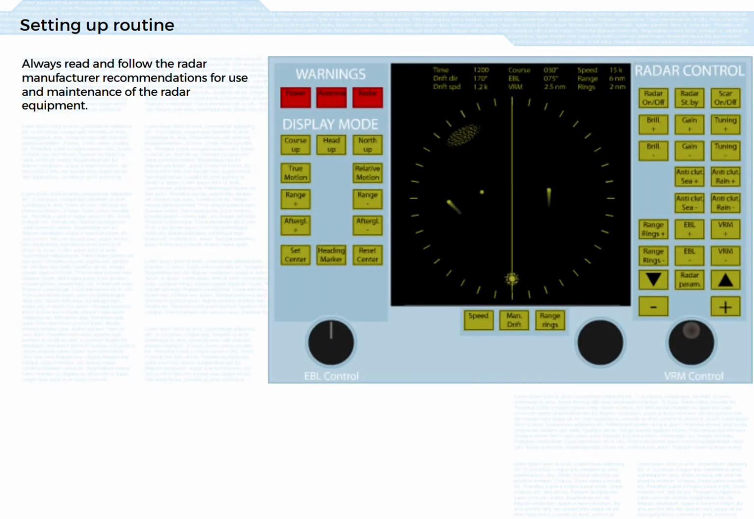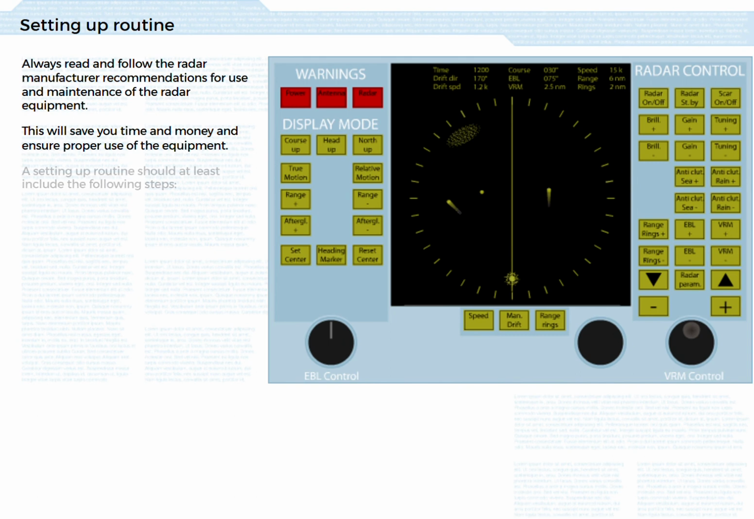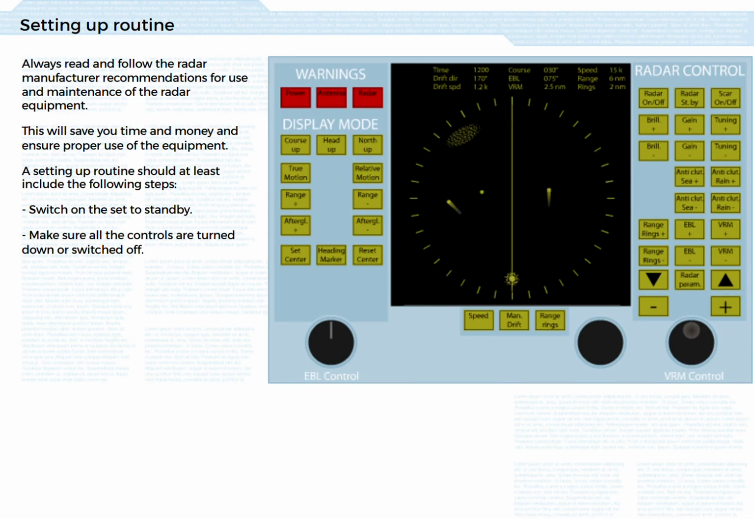Always read and follow the radar manufacturer recommendations for use and maintenance of the radar equipment. This will save you time and ensure proper use of the equipment. A setting up routine should at least include the following steps. Switch on the set to standby. Make sure all the controls are turned down or switched off. When ready, switch from standby to on.